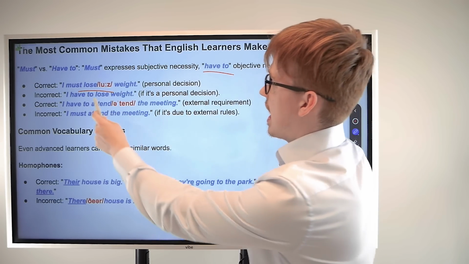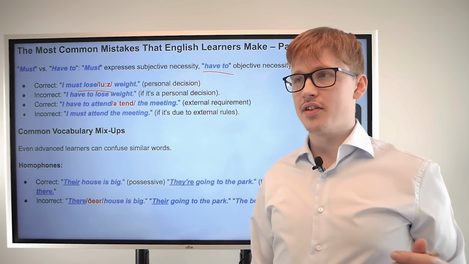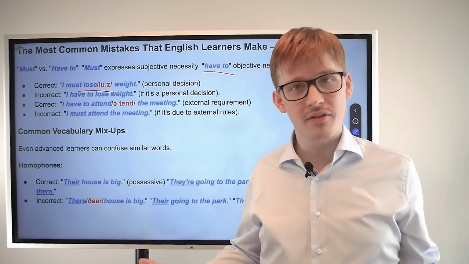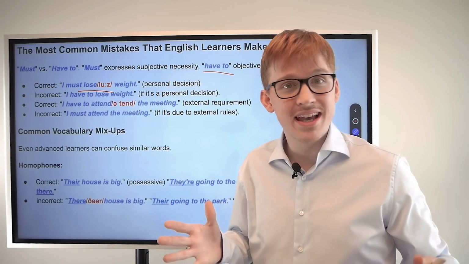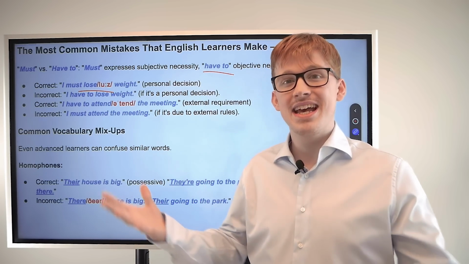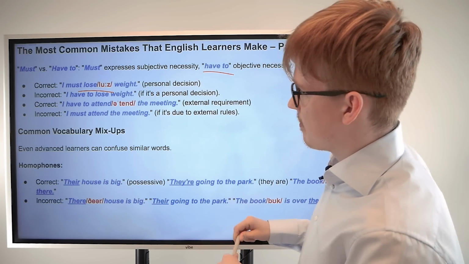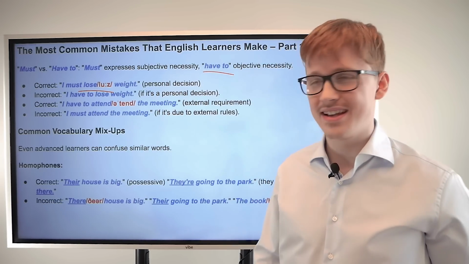So I have to lose weight. This is maybe the doctor has told you that you have to lose weight, otherwise maybe it won't be healthy. So I have to lose weight. This has come from outside of me. It's not just a decision that I've made. It's a decision that has been made for me. You see what I mean? And let's have a look at another one. So I have to attend a meeting.